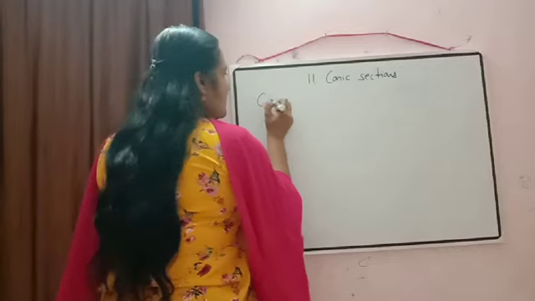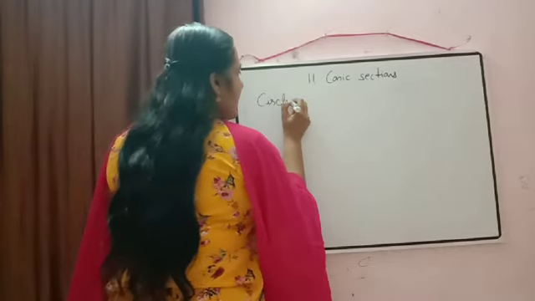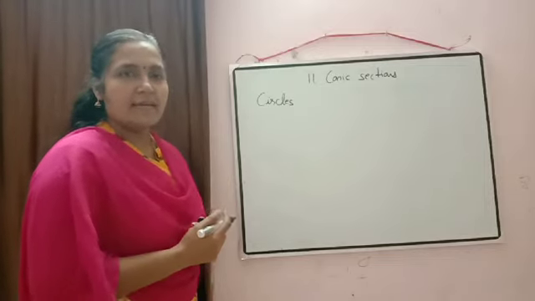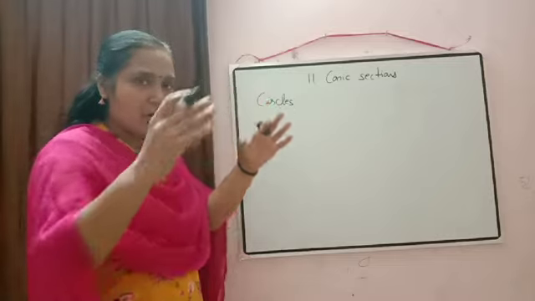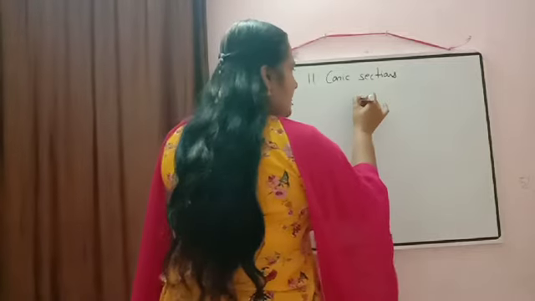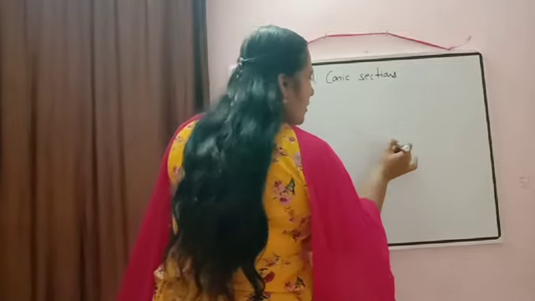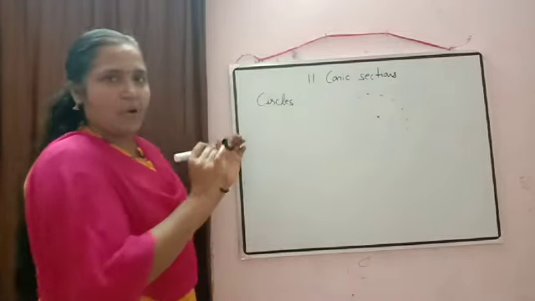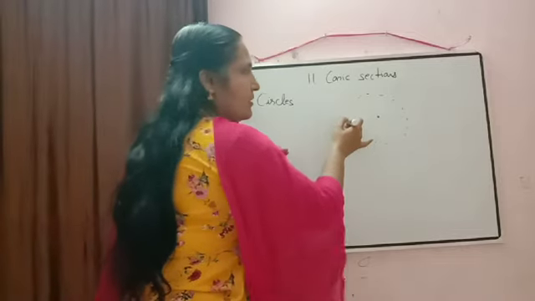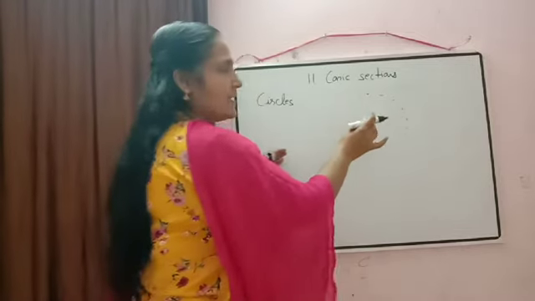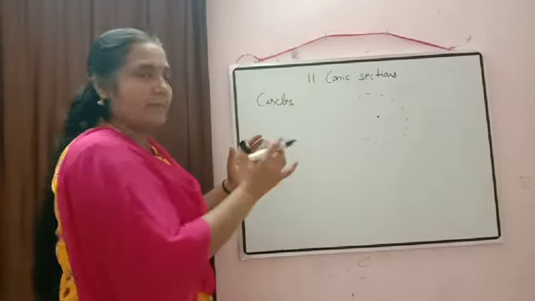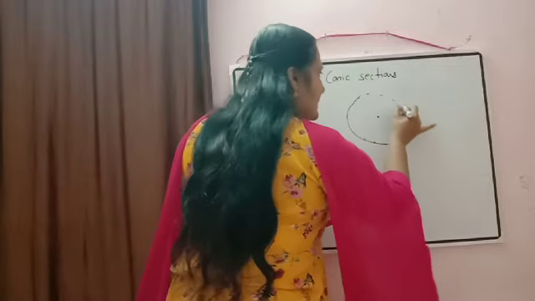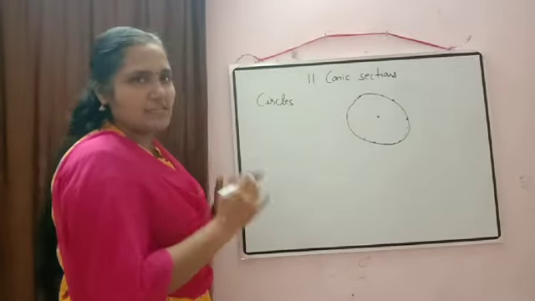What will be the general equation of a circle? The rest of the things we will discuss here. As you know, what is the definition of a circle? A circle is a collection of all the points which are equidistant from a fixed point. When I take all the points whose distance from a fixed point is the same, and join them together, they form a circle. That is the definition of a circle.